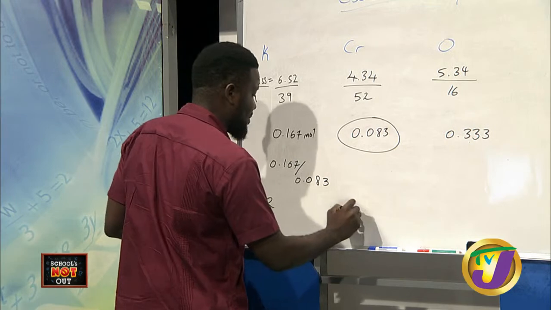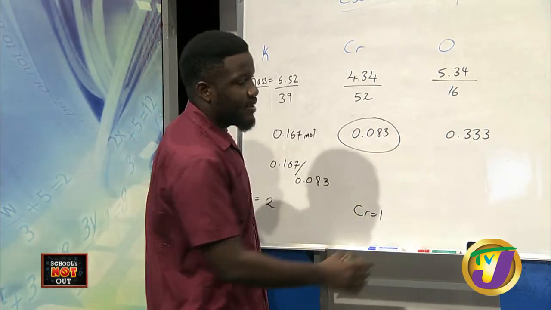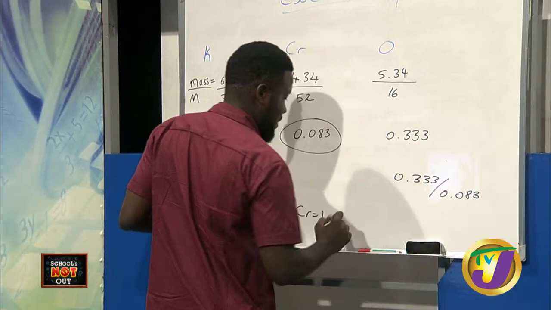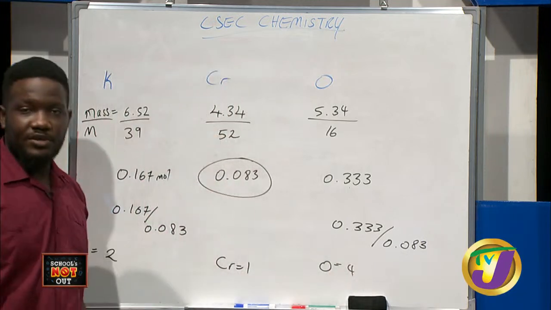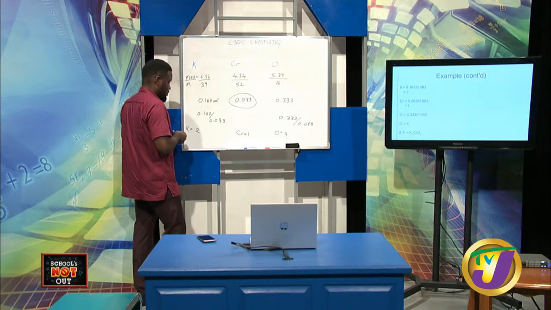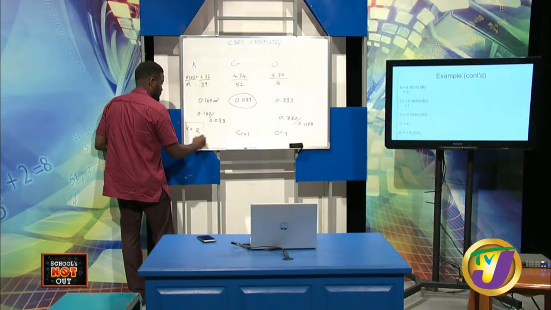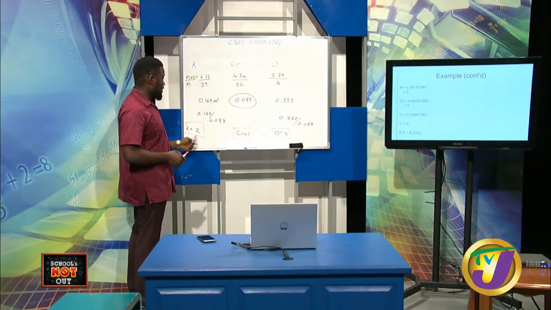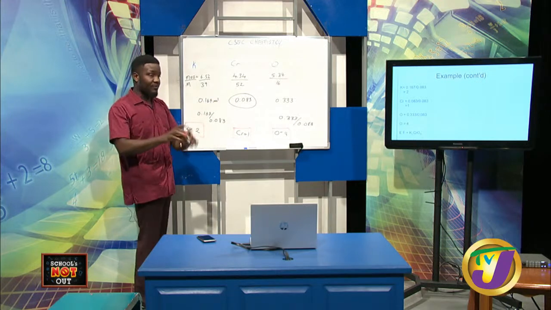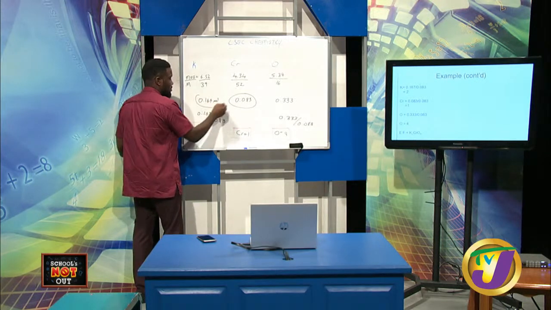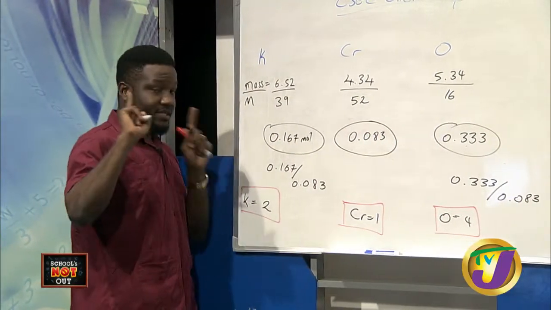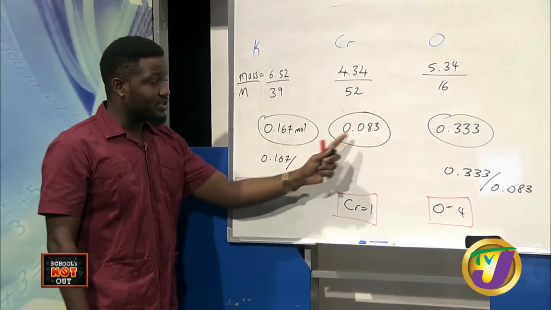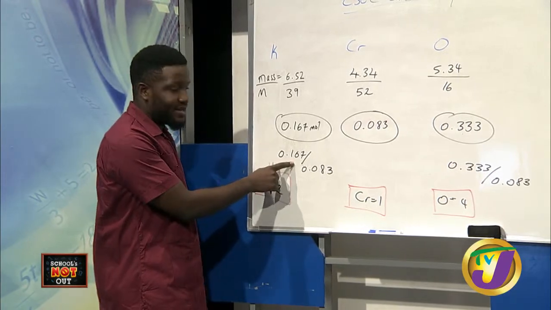Chromium, since you're dividing by this number, chromium is going to be 1. And then oxygen, you're going to say 0.333 divided by 0.083. And so oxygen is going to equal 4.0 something. So we're rounding it down to 4. All right? So we have 1, we have 2, and we have 3. All right? So there, we're almost finished. So we found the number of moles of each. Number of moles, that's the first step. The second step now was to divide each of these moles by the smallest number. So out of these three, the smallest number was the 0.083. And that is why we divided each of them by that number.